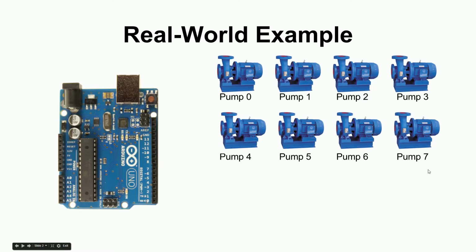So in our example, let's pretend that we are controlling 8 pumps, pump 0 through pump 7. These pumps are nice because they have a wire that you can connect to your Arduino, and if you put 5 volts on the wire, it turns the pump on, and if you put 0 volts on the wire, it turns the pump off. So I don't know, maybe this is in a nuclear power plant or something, and each pump is in a different area, and you turn it on to cool off an area.